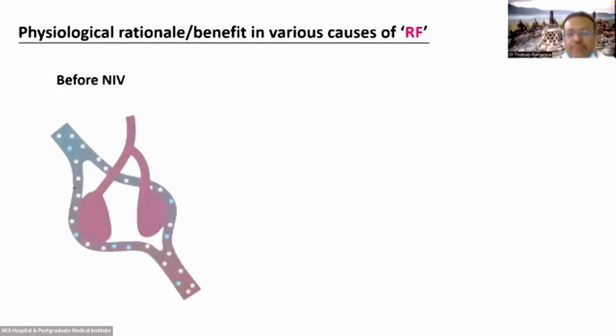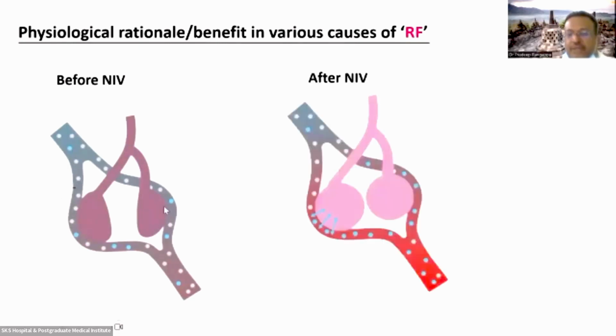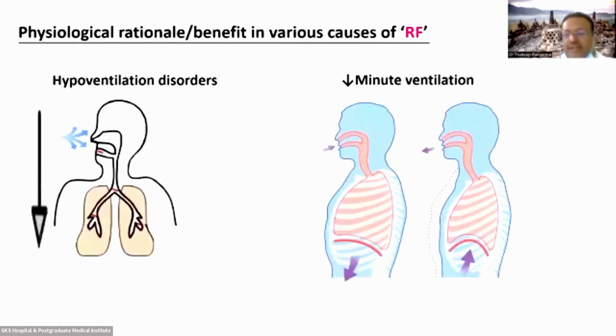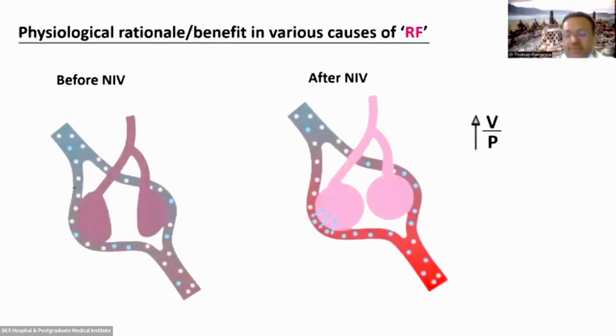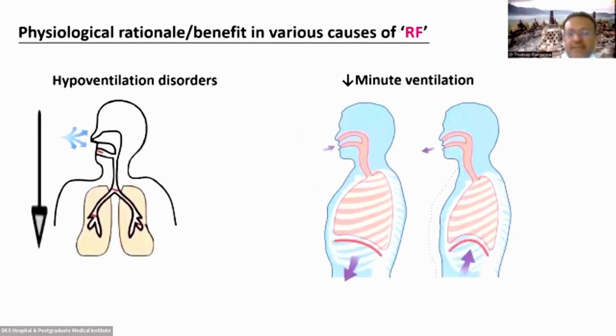mismatch. So just to show you pictorially, before NIV, you would see the alveoli would be collapsed. Post NIV, you will have these alveoli which are well recruited, well optimized, and you see good ventilation perfusion matching happens. So there is improvement in the ventilation perfusion ratio, and all in all, it improves the oxygenation.